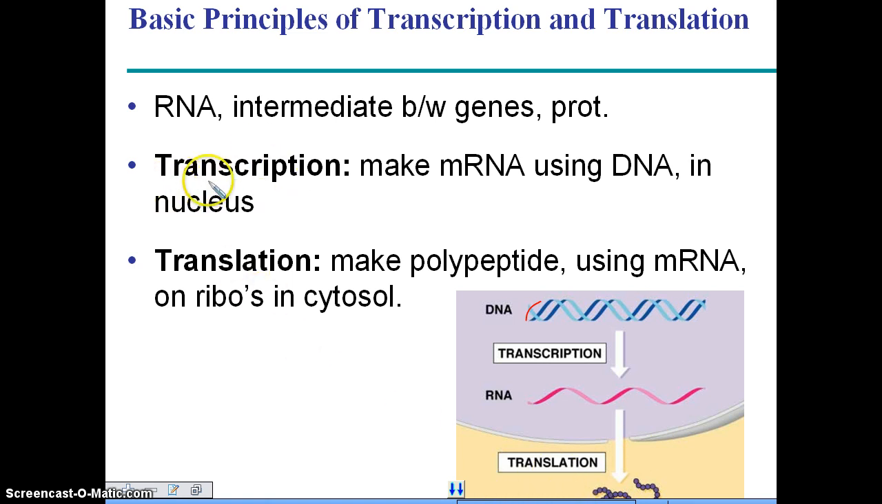Now, this slide is basically about location. Transcription, we're making RNA, and it's done in the nucleus. In eukaryotic cells, we segregate the processes of transcription and translation. So transcription occurs in the nucleus because that's where we find the DNA. Translation, on the other hand, occurs in the cytosol because that's where the ribosomes and the amino acids that provide the raw material for the polypeptide are found. So these processes are segregated in eukaryotic organisms, whereas in prokaryotes they are not.